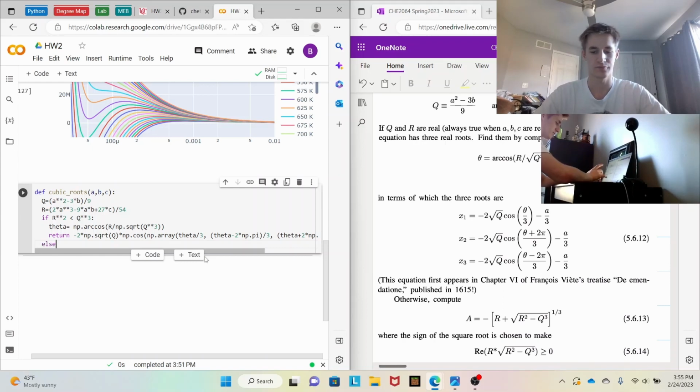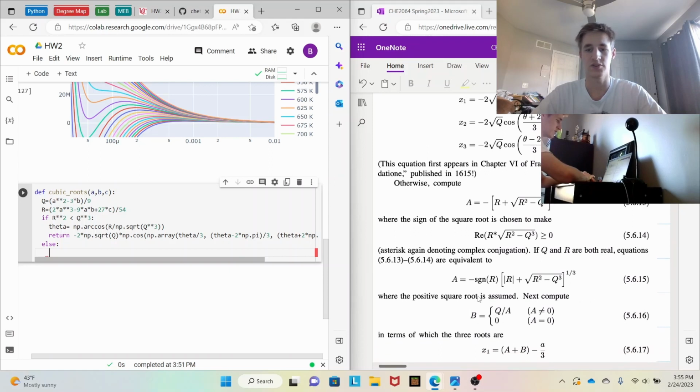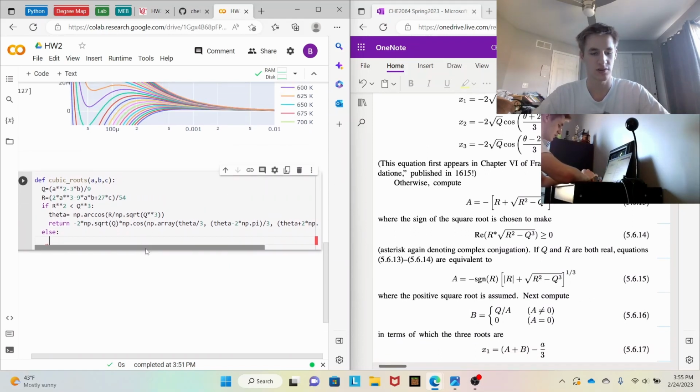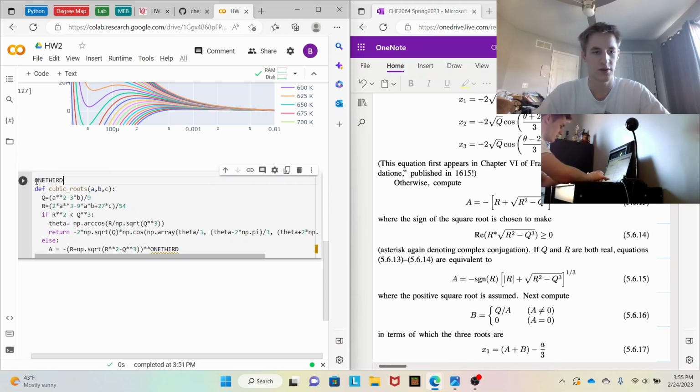So now we have our else function, right? Because if r squared is not less than q cubed, we want to compute capital A, and that's equal to the negative of r plus the square root of r squared minus q cubed, all to the power of 1/3. Now I'm going to make a separate variable for 1/3, so we'll write 1/3 equals 1/3. That's so that anytime I run the function, instead of having to compute 1/3 every time, it has a separate variable for that.